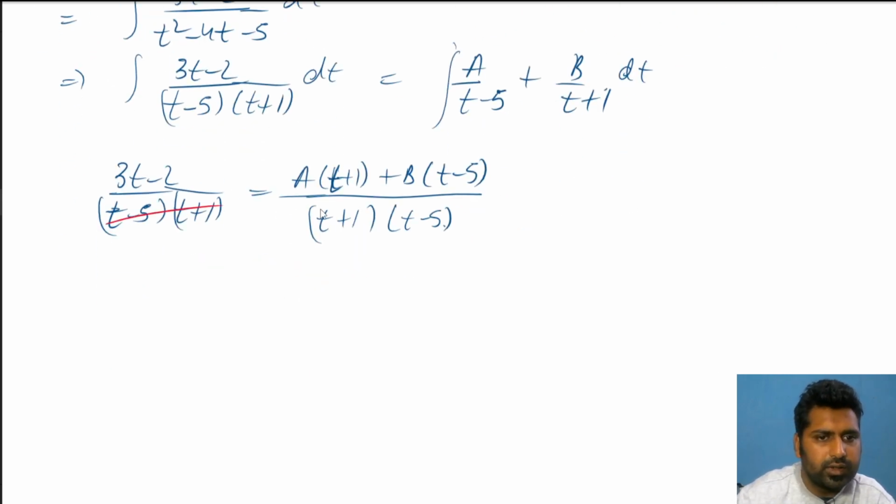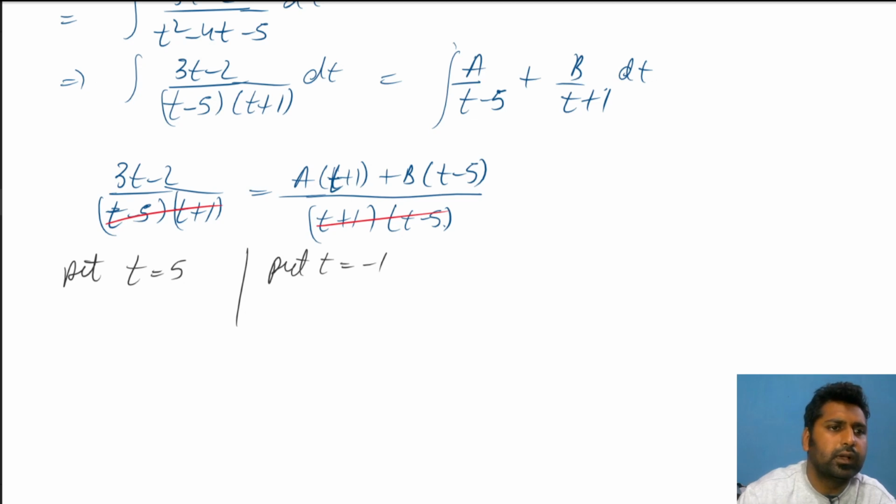So cancel the denominators and use the shortcut. Put t as 5, then put t as minus 1. So t is 5: 3 into 5 is 15, minus 2 is 13, equal to a into 6, so a is 13 by 6.